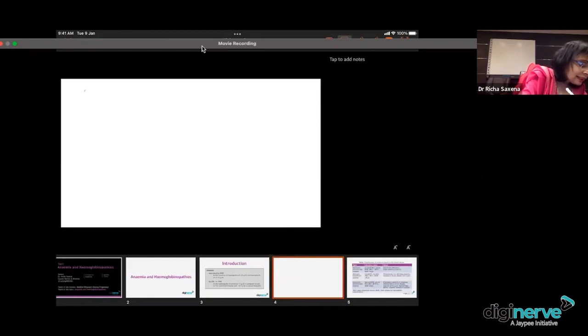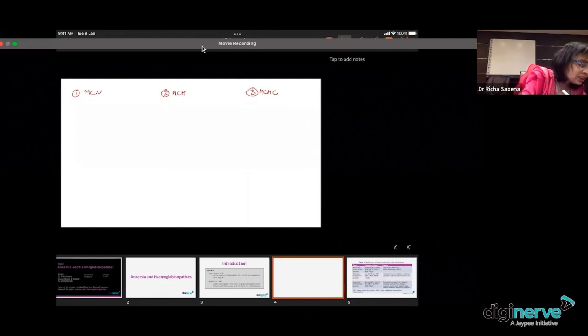So red cell indices, they are basically three. One is the MCV, or the mean corpuscular volume. Two, we have the MCH, and three, we have the MCHC. MCH is mean corpuscular hemoglobin, and MCHC is mean corpuscular hemoglobin concentration.